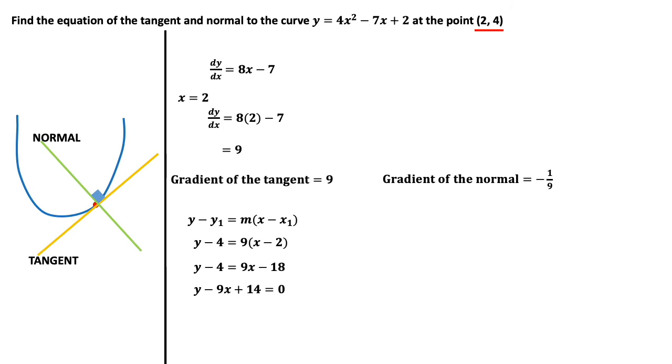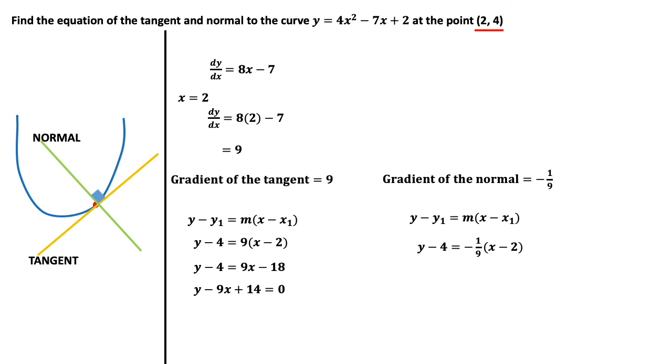If we look at the normal again, we now have the gradient as minus 1 over 9. The point is still the same, it's still (2, 4). Therefore, the only difference is going to be the gradient. So we have y minus 4 is equal to minus 1 over 9, and in the brackets, x minus 2.